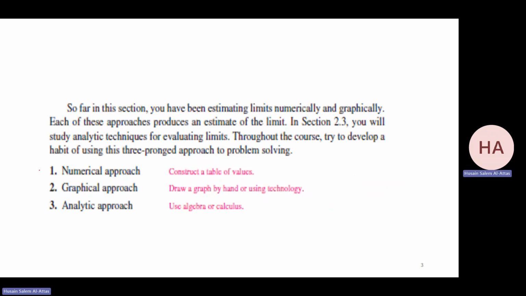There are many ways to do it. In this section, we'll talk about the numerical way, which is through collecting a table of values, and the graphical way, where we draw a graph and then we can check the limit. In 2.3, we'll do the analytical way, which uses algebra or calculus.